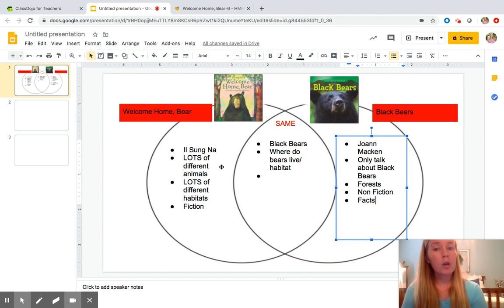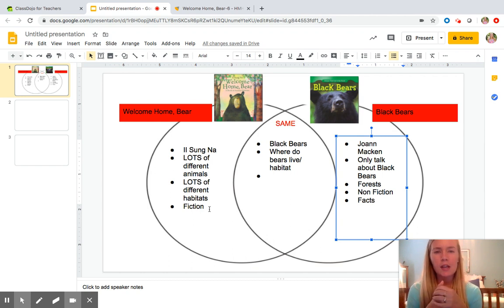And in the story Welcome Home Bear, it's written by Sung Na. Lots of different animals. It's not just black bears. There's lots of different habitats that it discusses, and it's a fiction story. What else? What else do you notice about fiction and nonfiction books? It has to do with the pictures on the page.